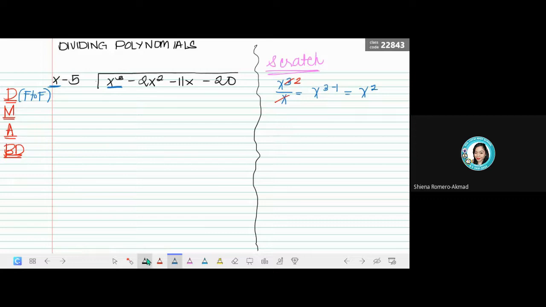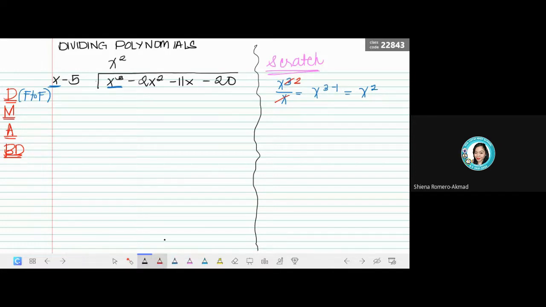So, saan natin ilalagay yung sagot? Dito po natin ilalagay sa taas. So, some write it here, katapat ng x squared din. But ako, I chose to write it here. Para alam natin na dito ko siya dinivide. Okay?